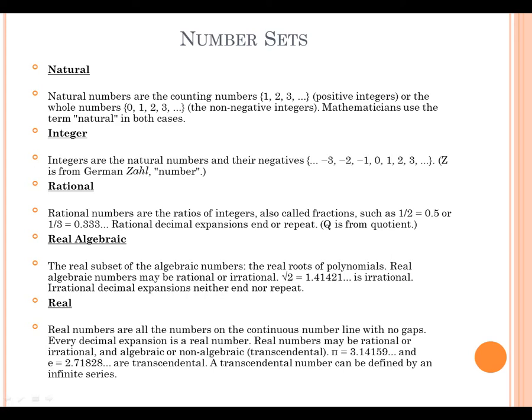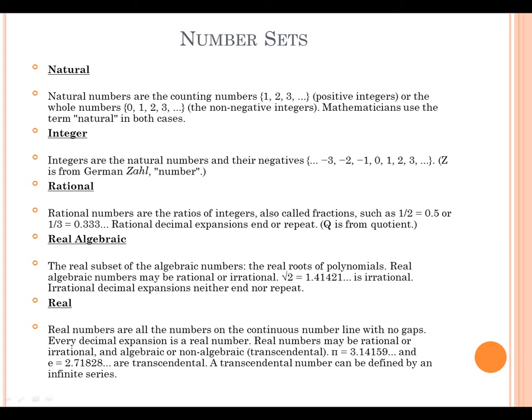So mathematicians use the natural in both senses. So integers are the natural numbers and their negatives. It means that the natural numbers are always positive, but the integers can be positive or negative. It is denoted by Z. Z is from the German mathematician's word Zahl, meaning number.